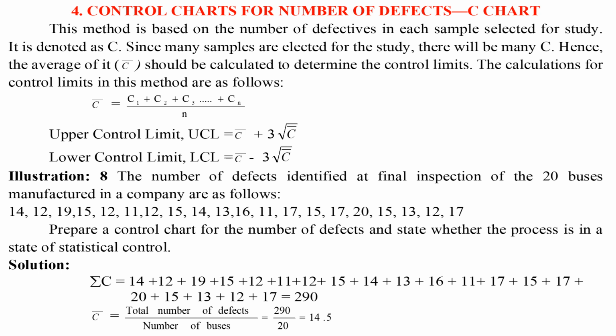Illustration 8. The number of defects identified at final inspection of the 20 buses manufactured in a company are as follows. Prepare a control chart for the number of defects and state whether the process is in a state of statistical control. Solution. Sigma C, that is total of C, equals 290.